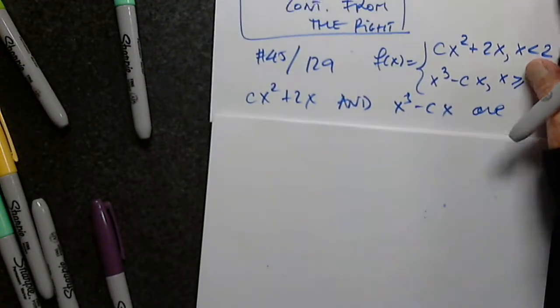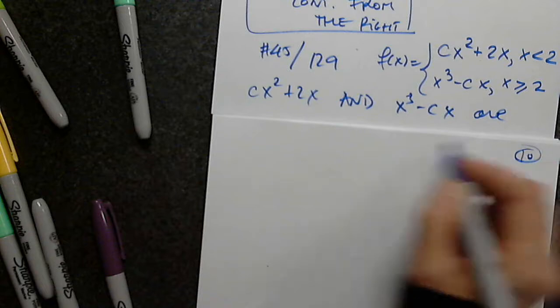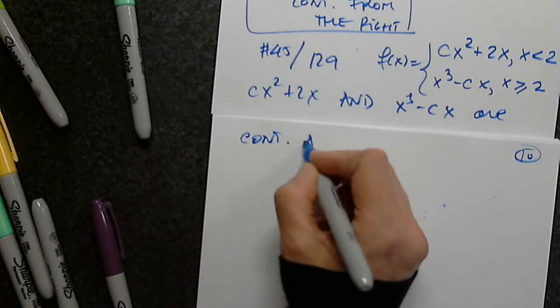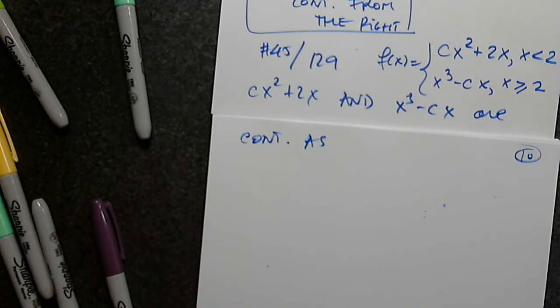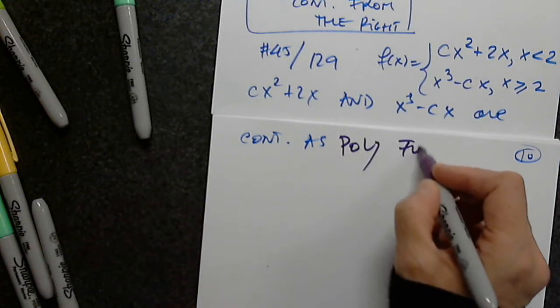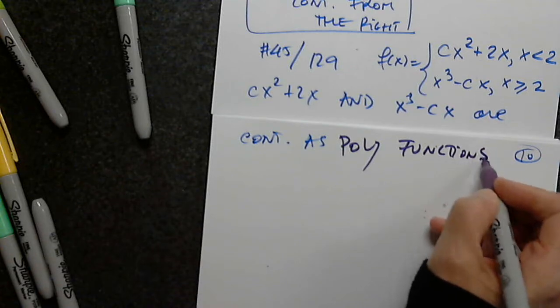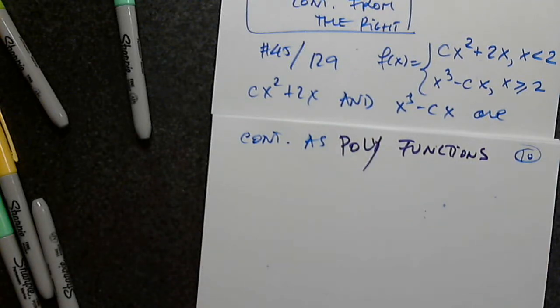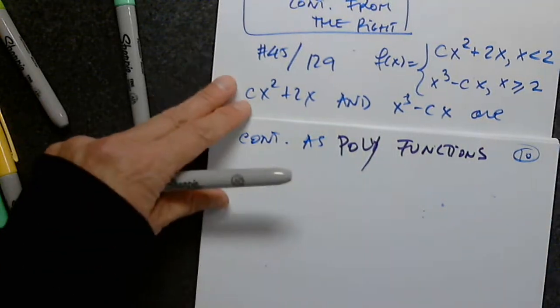Are continuous as, what did we just say? What are they? As polynomial functions. As polynomial functions, which are continuous everywhere, and we know that.